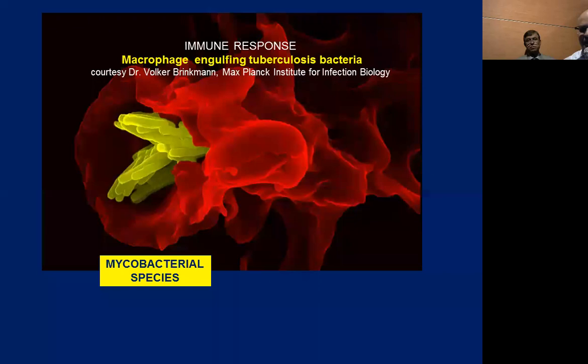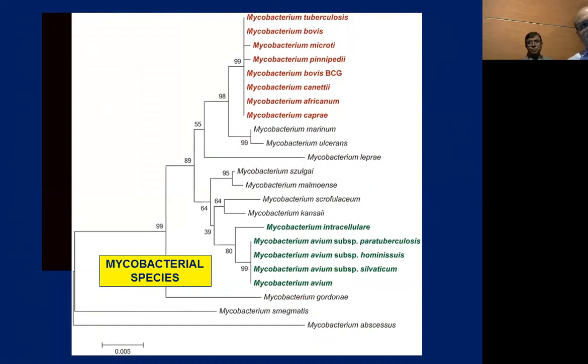This is an image of a macrophage trying to swallow mycobacteria. They can swallow it, but they can't kill it. And there are many, many mycobacteria. Mycobacterium TB is only one of them. And so when we say AFB positive, we don't really mean Mycobacterium TB. It could be any of the ones that you are looking at.